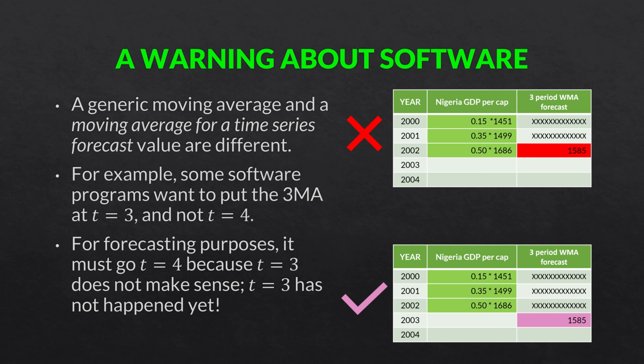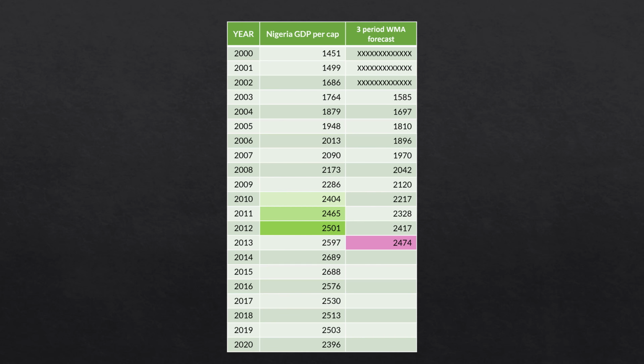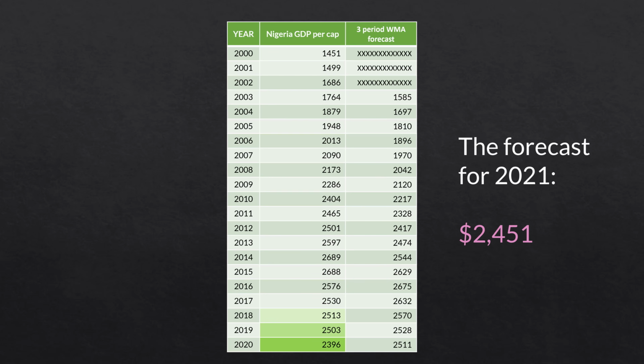So for forecasting purposes, it must go into time period 4 because time period 3 doesn't make sense in this case because it hasn't happened yet. We actually have to use the 3rd time period there to make our forecast for the 4th time period. So we continue this process on down the time series, and you can see at each step, we're just shifting our time window down 1 time period, but we continue to apply the correct weights. That's why I shaded each cell a bit differently to show that we're weighting each one of those differently. And we get down, and our final forecast here is 2,451. That is for the year 2021. And that is just a weighted moving average of 2018, 2019, and 2020.